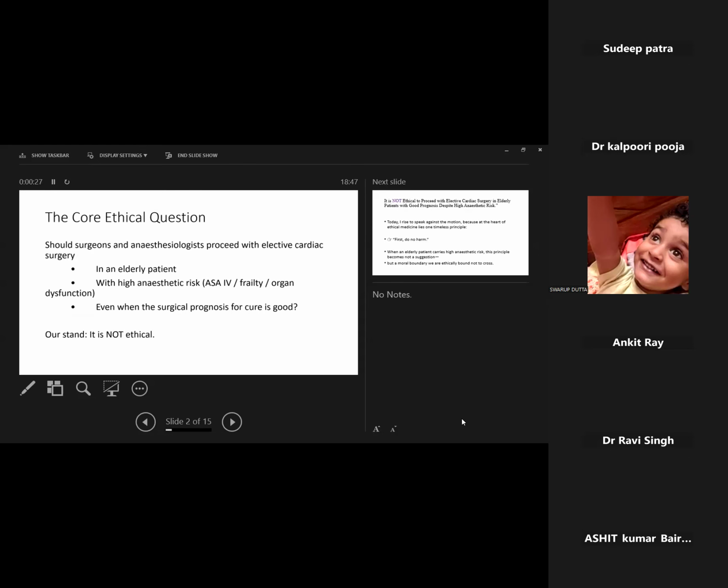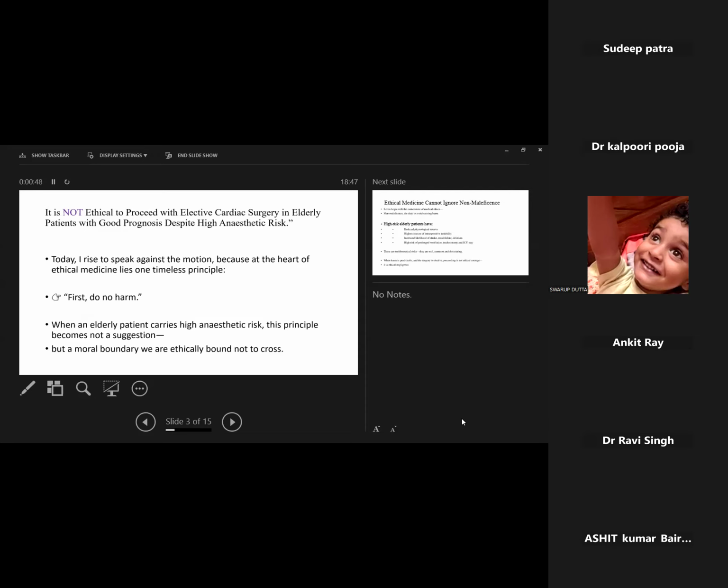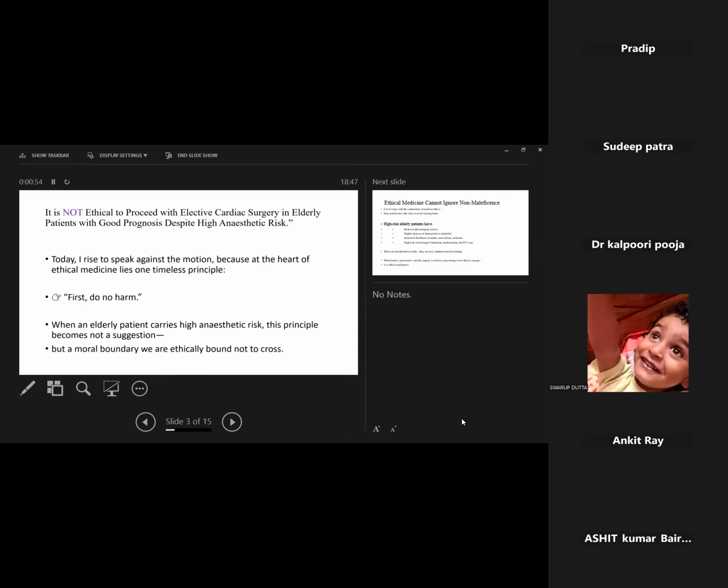The core ethical question: should surgeons and anesthesiologists proceed with elective cardiac surgery in an elderly patient with high anesthetic risks, ASA grade 4, organ dysfunction, even when the surgical prognosis for cure is good? Our stand: it is not ethical. It is not ethical to proceed with elective cardiac surgery in elderly patients with good prognosis despite high anesthetic risks.